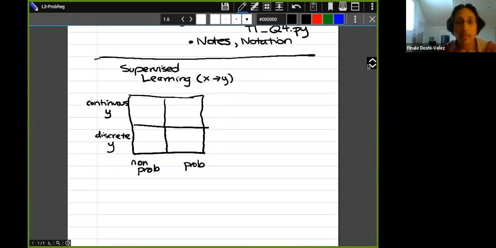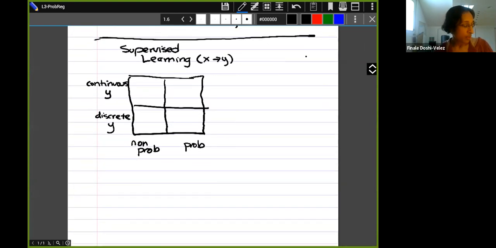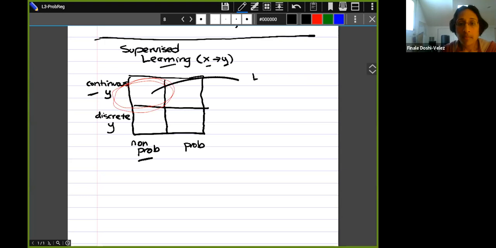And then let's just start out with a really brief review of where we were before. So where have we been for the first 2 lectures in class? We've been in this place roughly over here. And this place is non-probabilistic, continuous Y regression problems, doing supervised learning. We have some X's and we're trying to predict the Y's that come out.